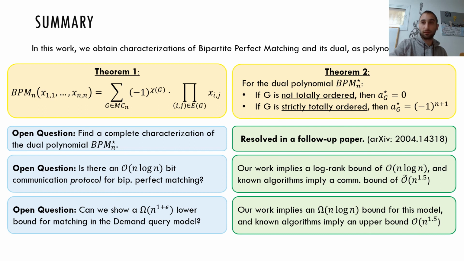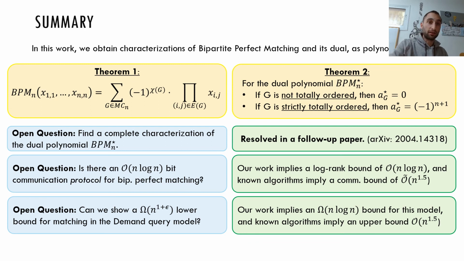Conversely, regarding lower bounds, as we've mentioned, we obtain a quasi-linear lower bound for OR decision trees, which also holds for the demand query model. Since that model appears to capture many combinatorial algorithms for perfect matching, it would be very interesting to improve this bound polynomially to something on the order of n to the 1 plus epsilon for some constant epsilon.